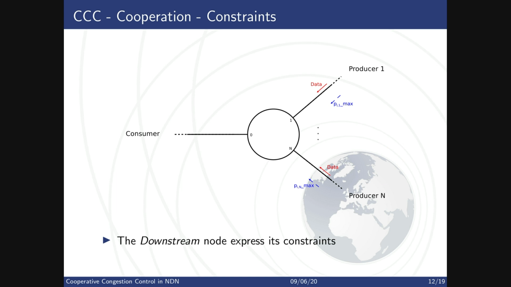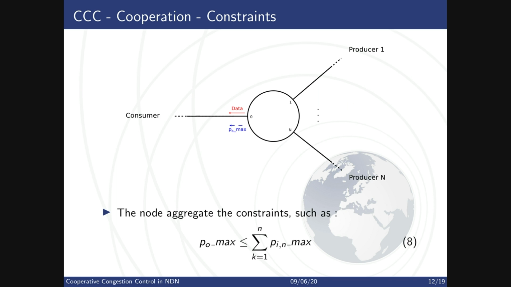The second part of the cooperation is modeled by constraints that are carried downstream. The node receives a constraint for each of its paths, and it has to aggregate the constraints for the asking interface. Thus, the outgoing constraint cannot be higher than the sum of the incoming constraints. But it can be less than that because of local congestion problems that I will explain next. This is why equation 8, which represents the aggregation of the constraints, is not an equality, but an inequality here.